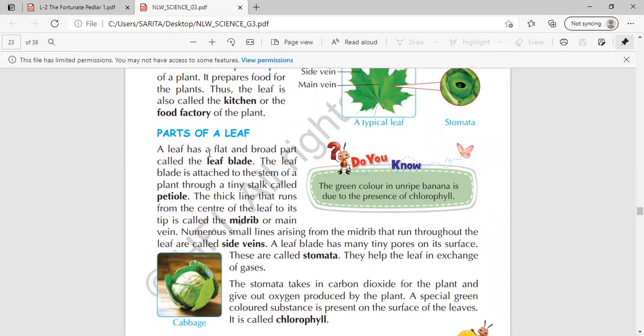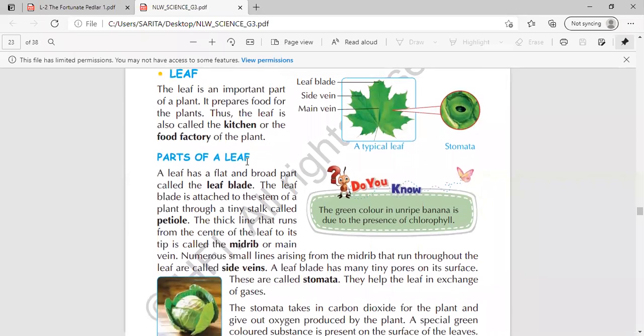A leaf has a flat and broad part called the leaf blade. This whole part of the leaf, flat and broad, is called the leaf blade.